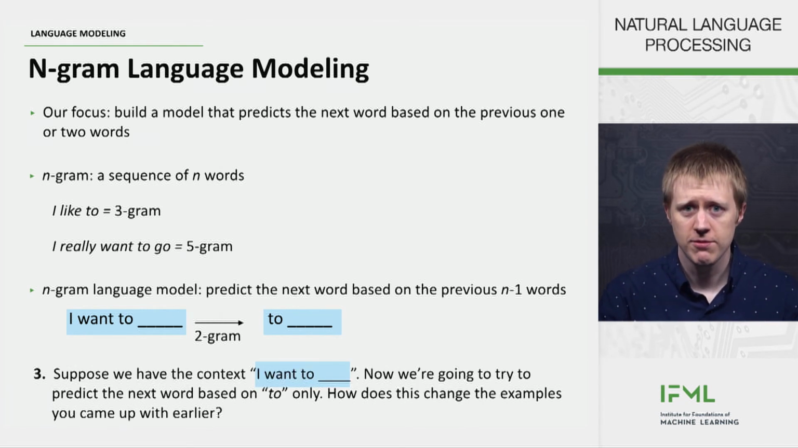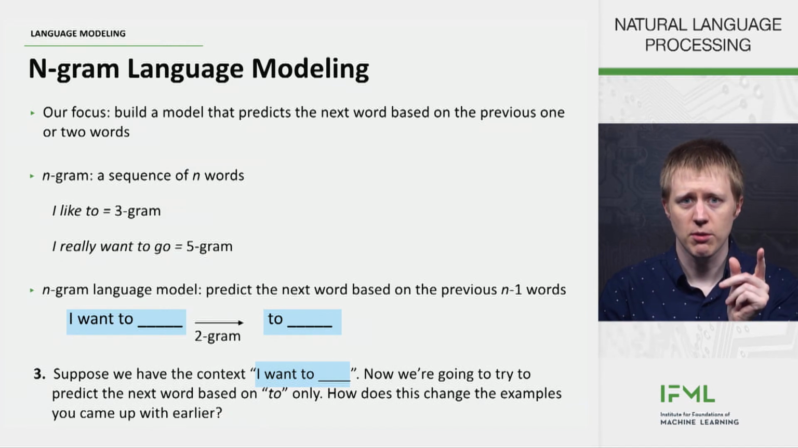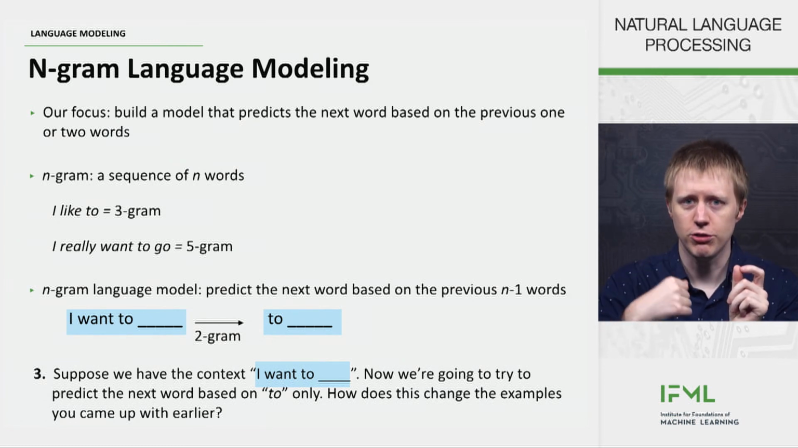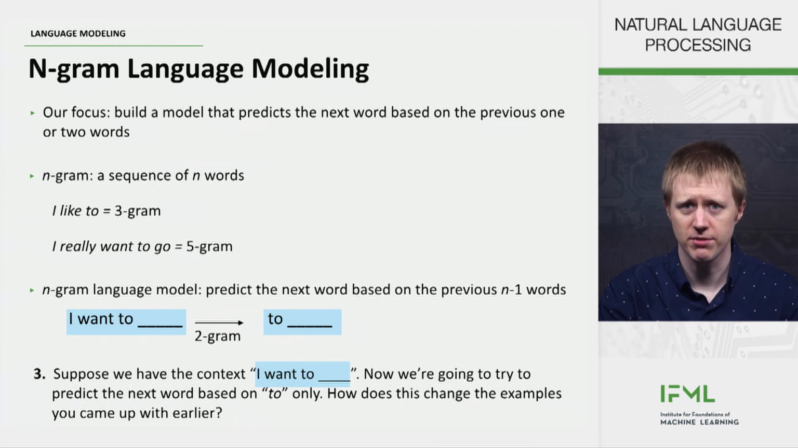So I'm going to leave you with a question here, which is supposing we have this context. You wrote down some answers for this before, or you can look back at the ones I wrote. And now we're saying that we're only going to predict the next word based on "to." How does that change the examples that you came up with? Are there new examples that can follow "to" but can't follow "I want to"? How does this simplification of the problem that we're using affect your answer? I'll let you think about that, and we're going to come back in the next segment.